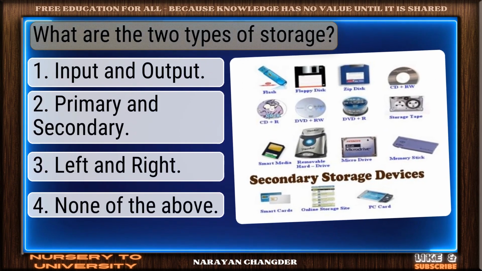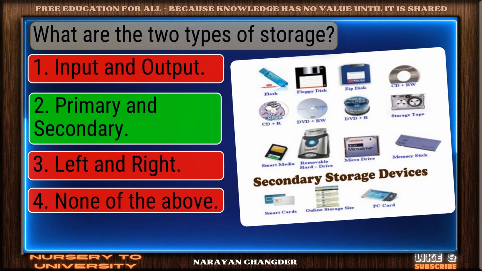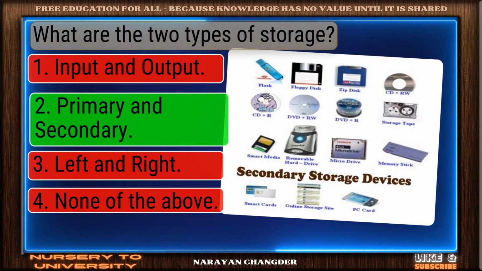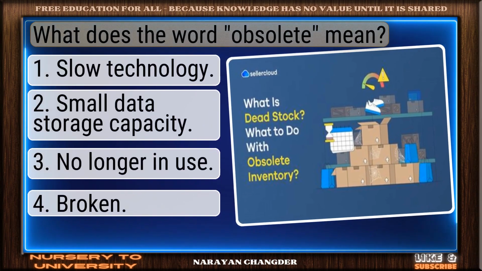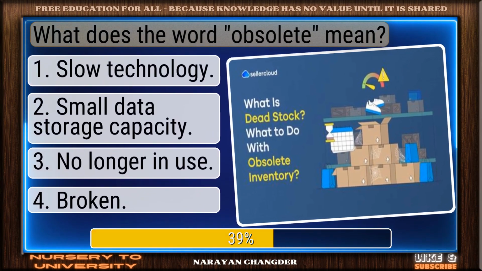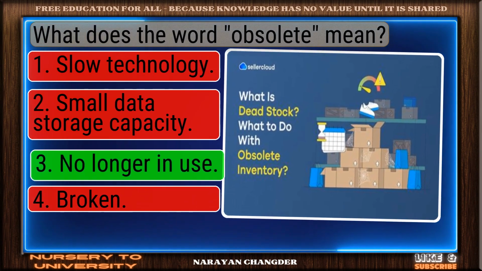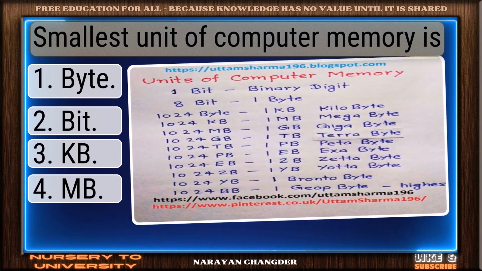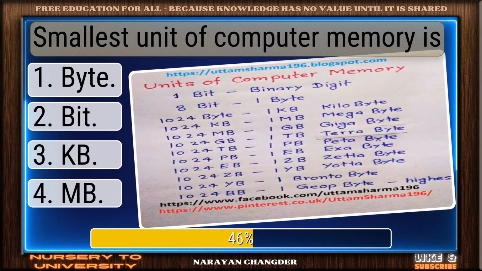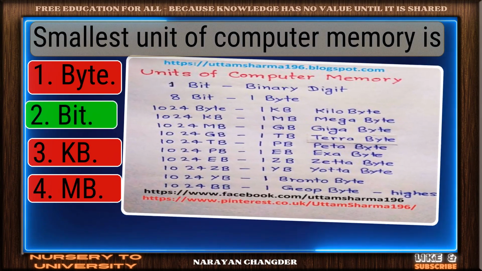What are the two types of storage? Well picked. Primary and secondary is the correct answer. What does the word obsolete mean? Sharp thinking. No longer in use is the right choice. Smallest unit of computer memory is. Strong choice. It is the right answer.